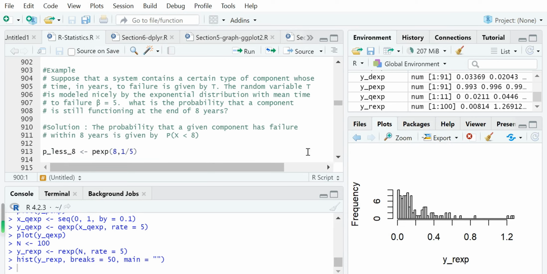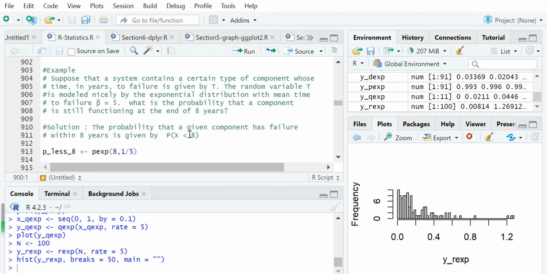Next, we will show an example. Suppose that a system contains a certain type of component whose time in years to failure is given by t. The random variable t is modeled nicely by the exponential distribution with the mean time to failure beta equal to 5. So what is the probability that a component is still functioning at the end of 8 years?